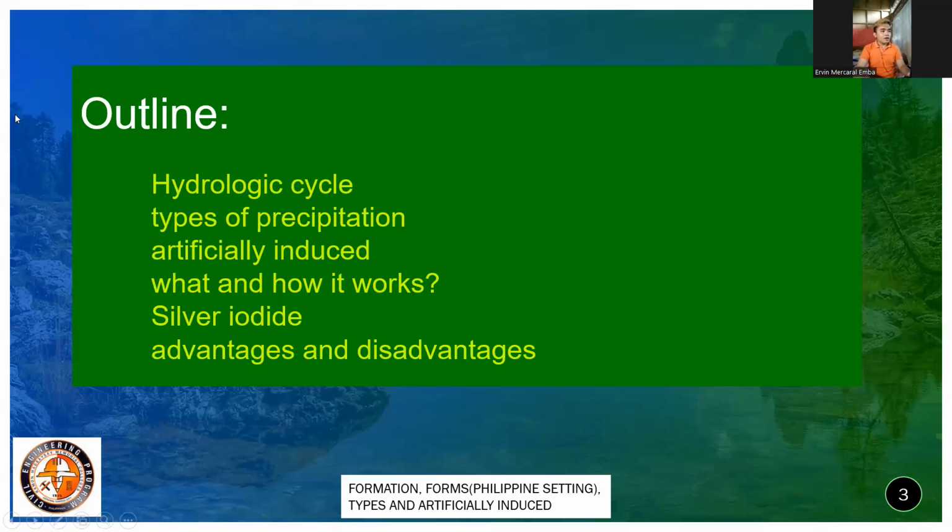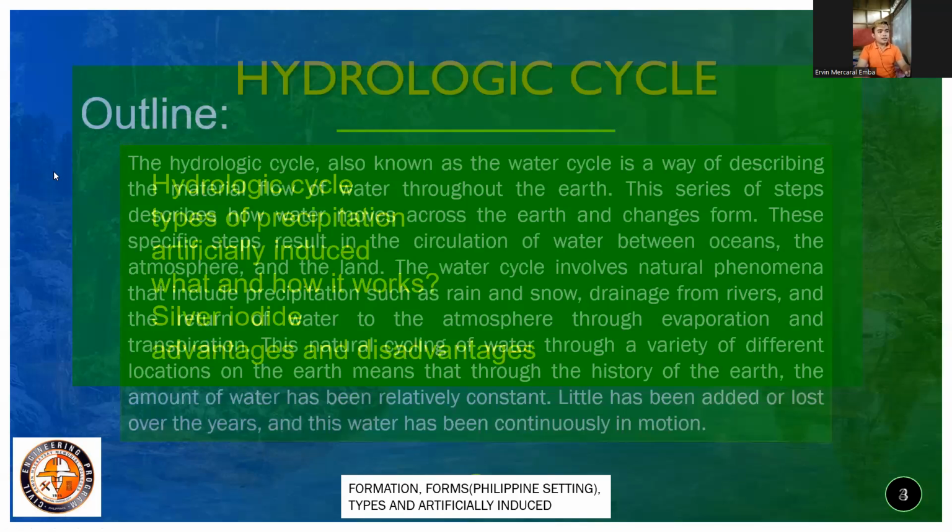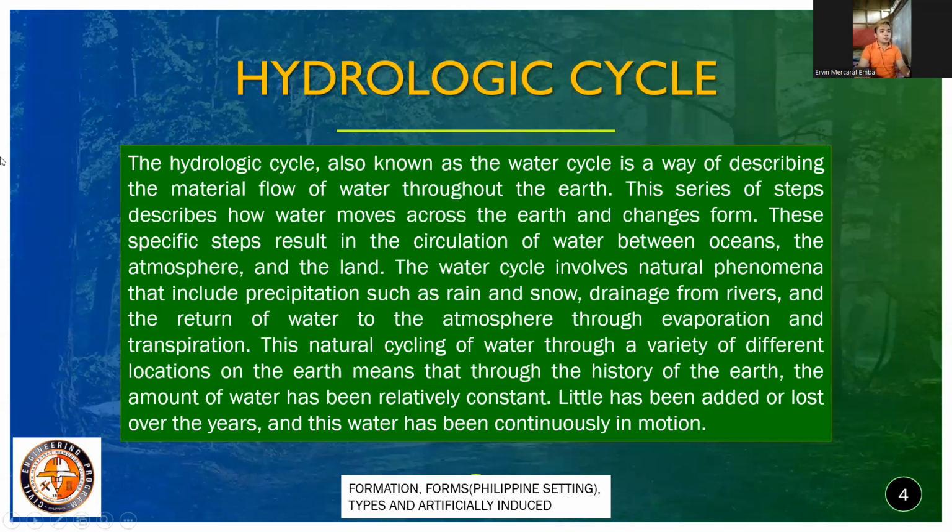So here is my outline. First, we're going to discuss the hydraulic cycle, the hydrologic cycle, types of precipitation, what artificially induced weather is, and how it works. Then the description of silver iodide and the advantages and disadvantages of artificially induced weather. So let's proceed. Hydrologic cycle.